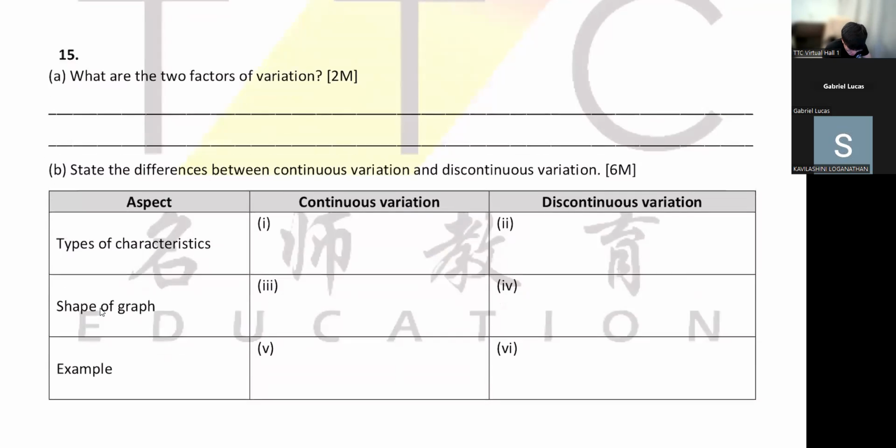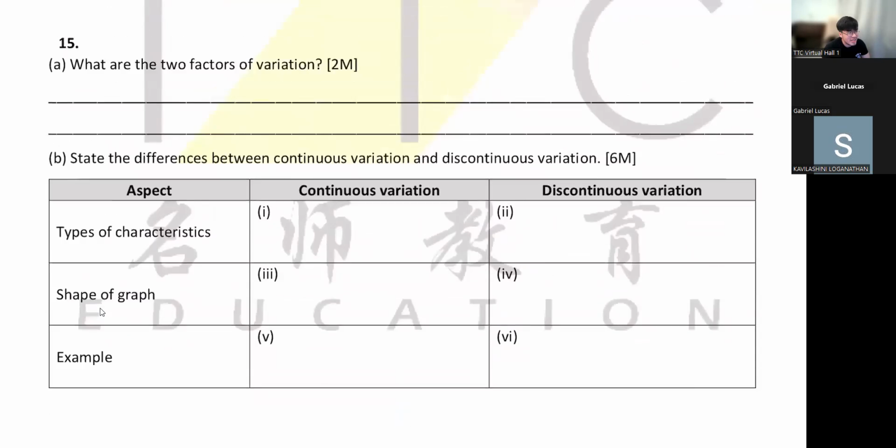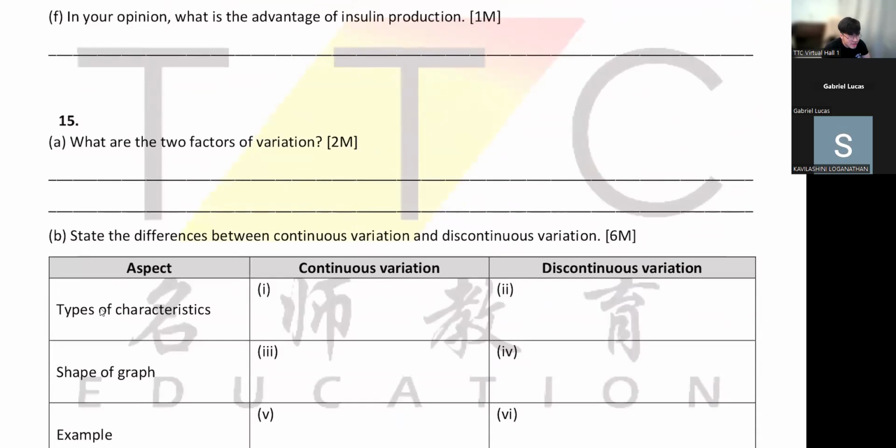Welcome. So anyway, let's go to 15. We are in page 13. This is our revision for chapter 5. So number 15. What are the 2 factors of variation? Oh my god, guys, this question is almost certainly coming out in exam. I mean, not the exact same question, but variation is definitely coming out in exam. So what are the 2 factors that affect variation?